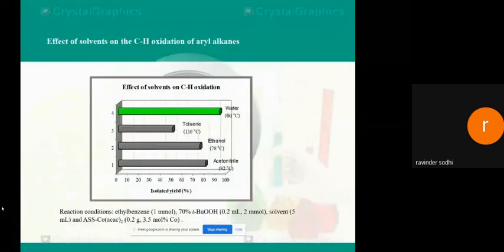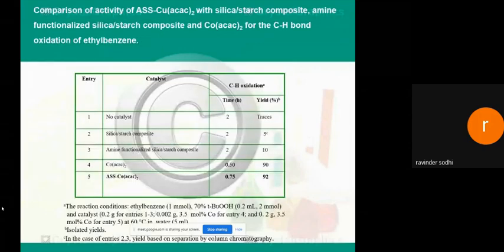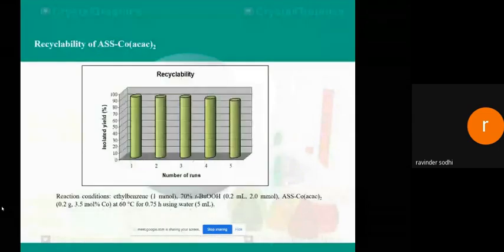This is the effect of solvent on the C-H bond oxidation. As we can see here, we used different solvents like water, toluene, ethanol, and acetonitrile, and water turned out to be the best solvent for the reaction. Again, we carried out the comparison of the different precursors. As we can see from the table, the heterogeneous cobalt acetylacetonate gave the best results. And for recyclability, the catalyst is recyclable up to 5 runs with almost negligible loss in activity.